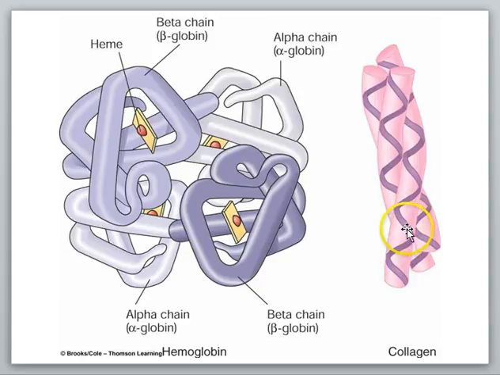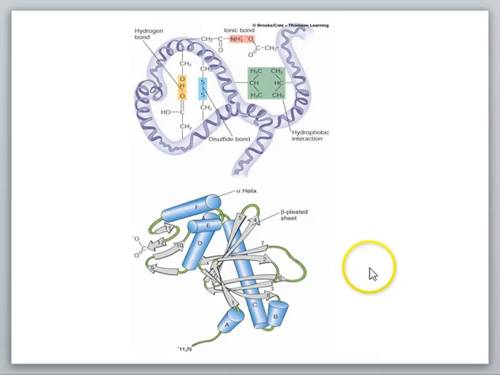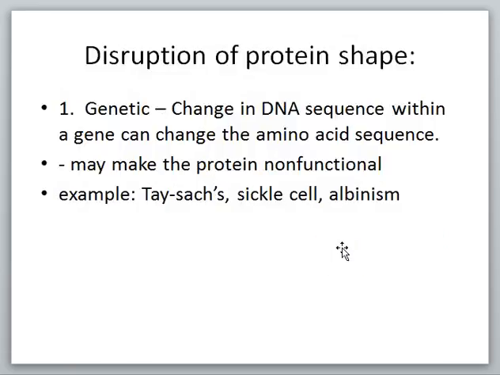So some proteins will have this quaternary or fourth level of structure. All proteins will have the first, second, and third levels of structure, primary, secondary, and tertiary. Okay, disruption of protein shape. Well, protein shape could be disrupted due to the genetic makeup of the individual.